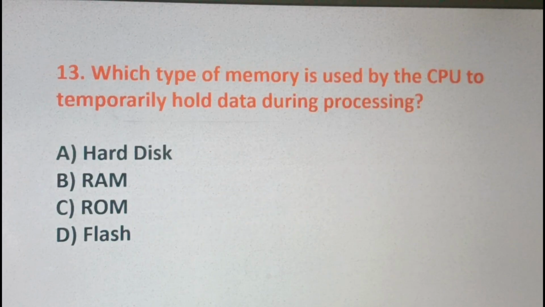The next question. Which type of memory is used by the CPU to temporarily hold data during processing? Hard disk, RAM, ROM, flash. The correct answer is option B, RAM.